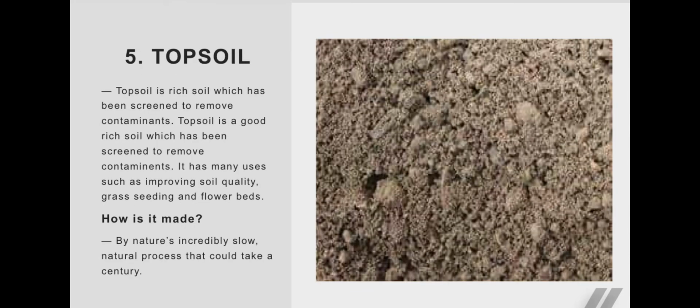Number 5, topsoil. Topsoil is a rich soil which has been screened to remove contaminants. Topsoil is a good rich soil which has been screened to remove contaminants. It has many uses such as improving soil quality, grass seeding, and flower beds. How is it made? By nature's incredibly slow natural process that can take centuries.